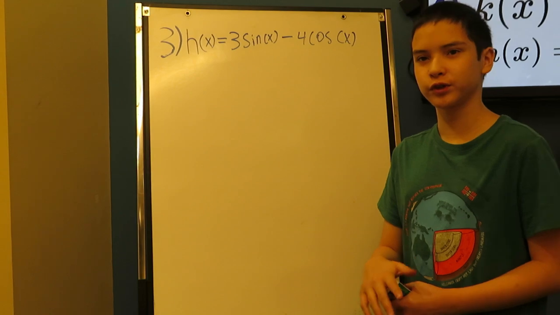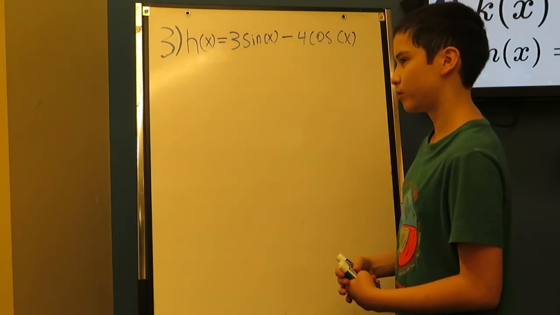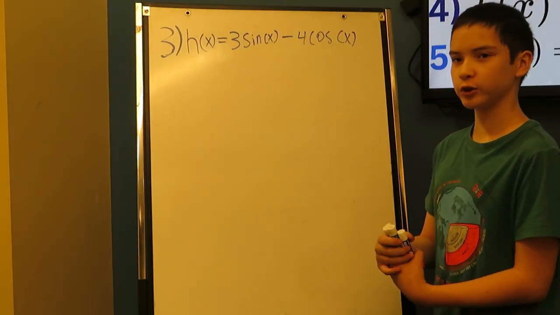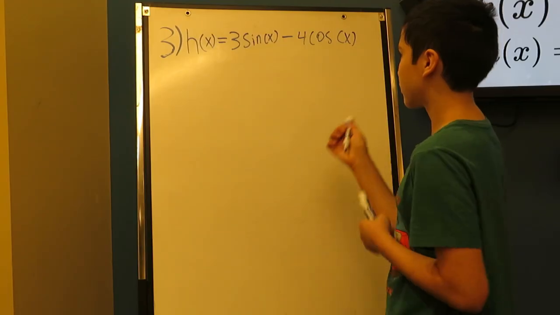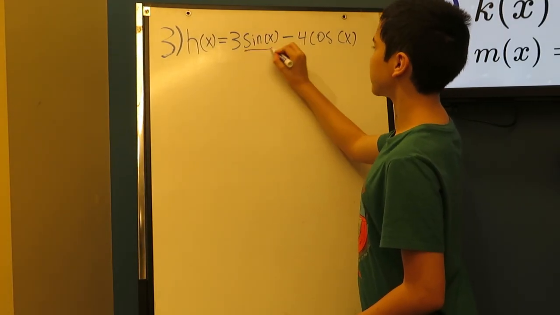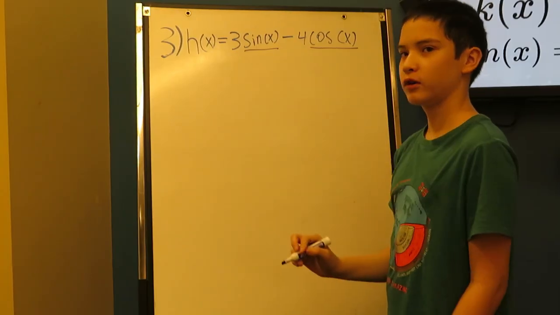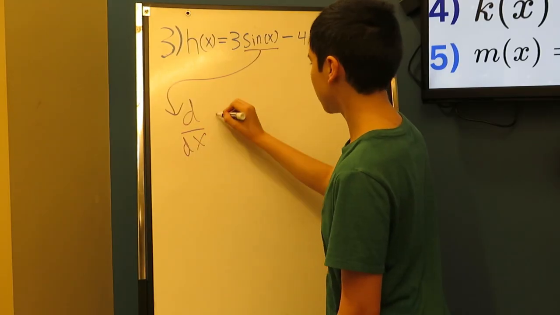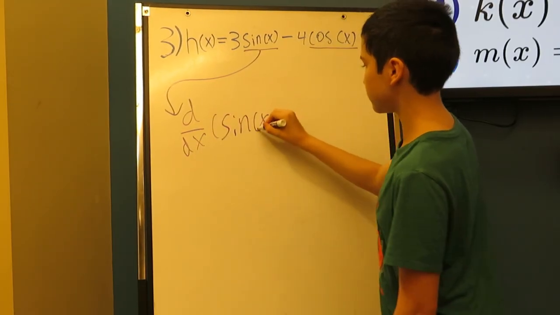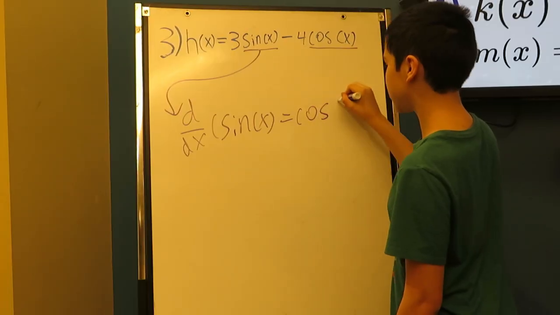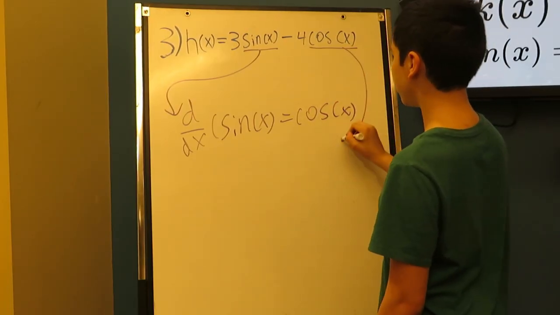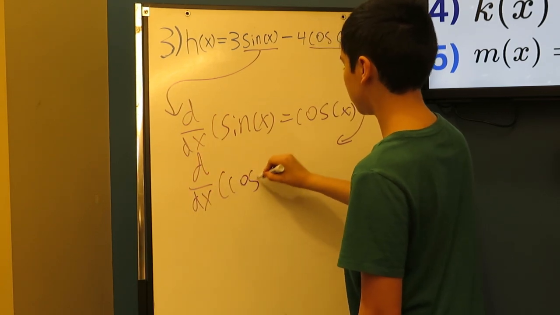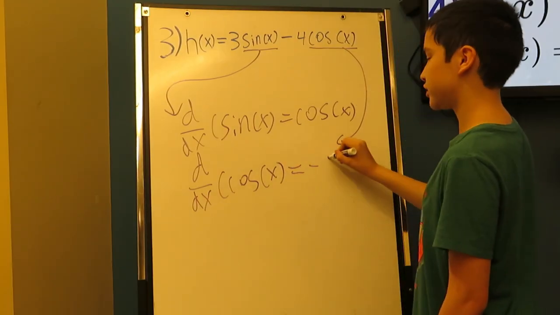Okay, now let's go through the third question. We're given the function h of x equals 3 sine of x minus 4 cosine of x. So now let's break this down step by step. We're given two trigs, sine of x and cosine of x. Now, let's recall that the derivative of sine of x equals cosine of x. And the derivative of cosine of x equals negative sine of x.